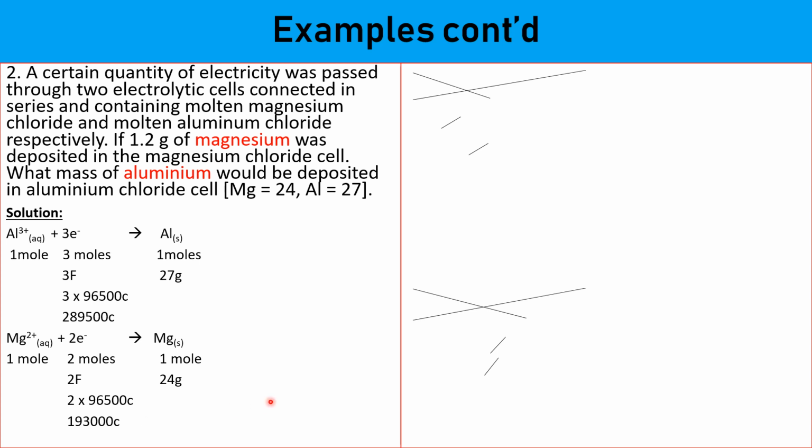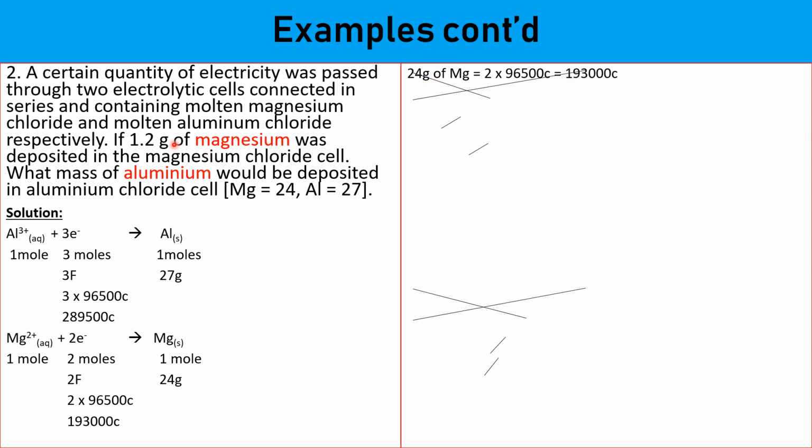But that is not the end of the work. You have to go further. So from the equation here, we can see that 24 grams of magnesium was deposited by 193,000 coulomb of electricity. You can see that in the equation here, and that is what is written here.